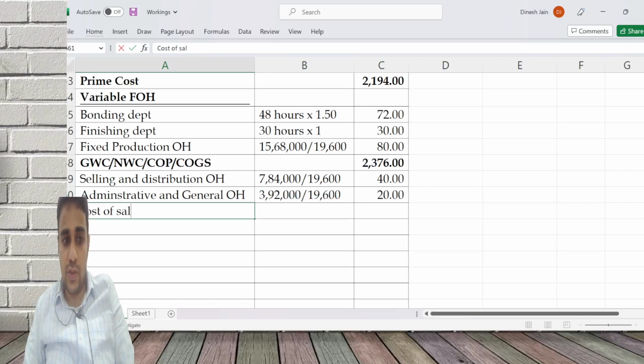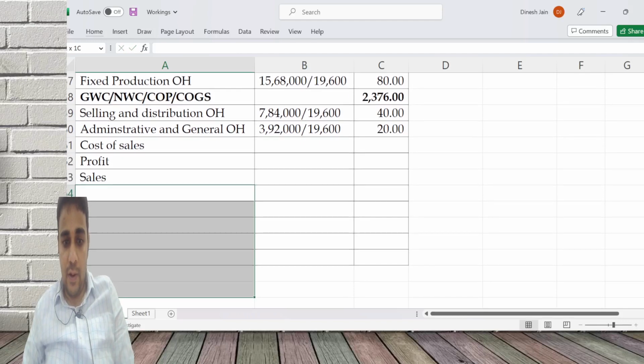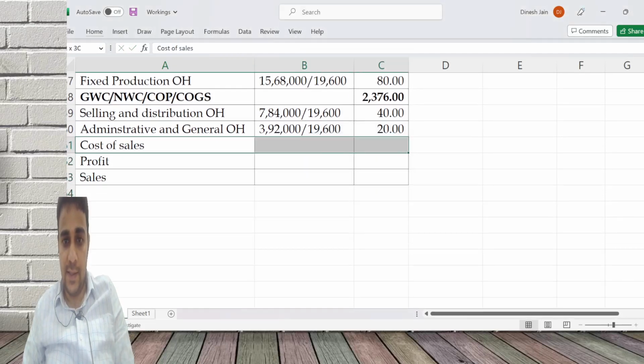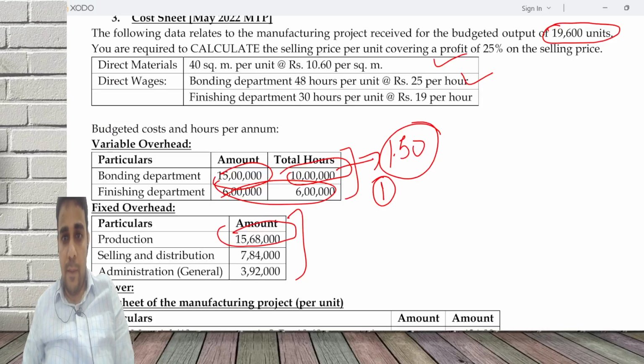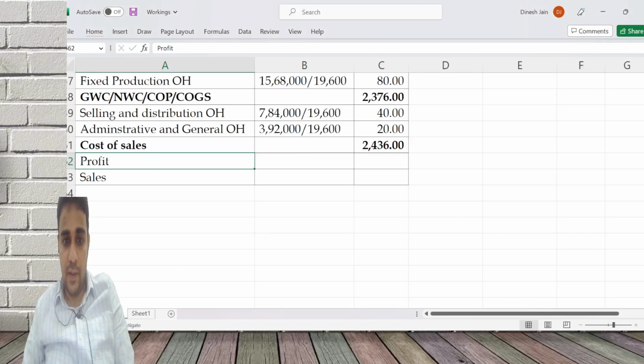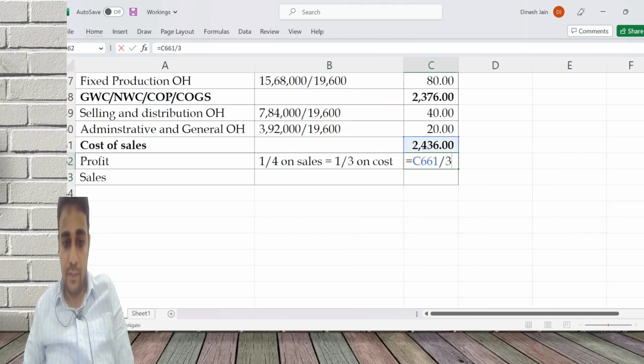You will get cost of sales, profit and sales. Cost of sales is 2436. Profit is 1 by 4 on sales, 25%, 1 by 3 on cost. This gives me the selling price.